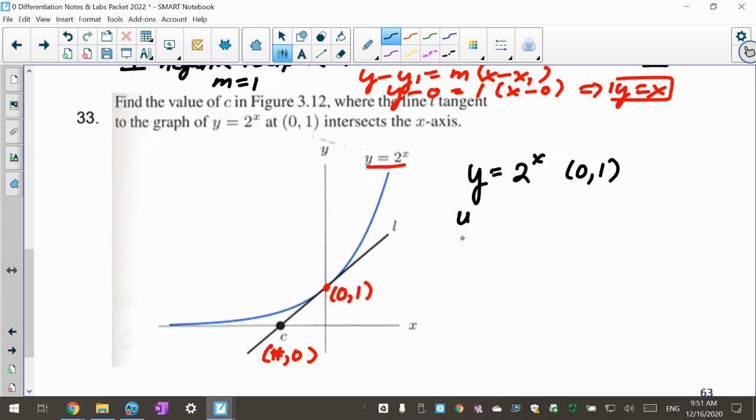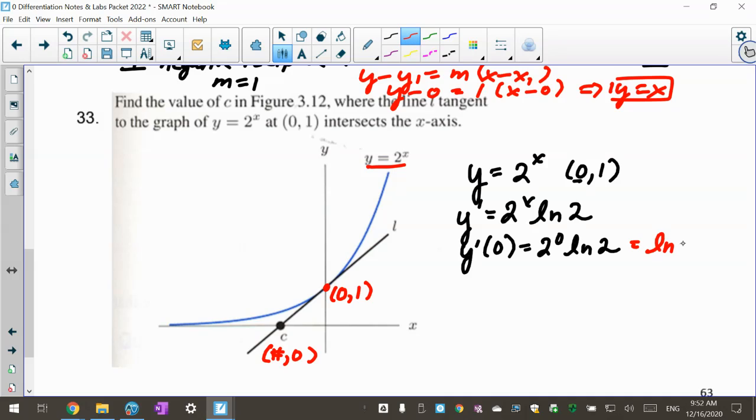Let's do y prime, all right? So I can find the slope of the tangent line. I do 2 to the x ln 2, because that is what the derivative is. And now I'm going to plug in the point (0, 1). So in the x spot, I'm going to put a 0. So y prime of 0, because I want to figure out what the slope is at 0, is 2 to the 0 ln 2. Well, 2 to the 0 is 1, so this is what it comes out to be. The slope of my line is the natural log of 2, and I'm going to leave it like that.